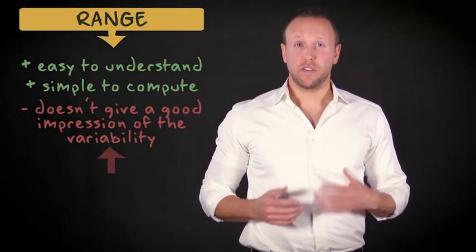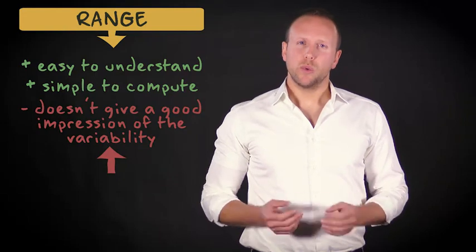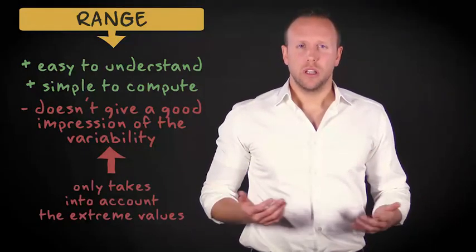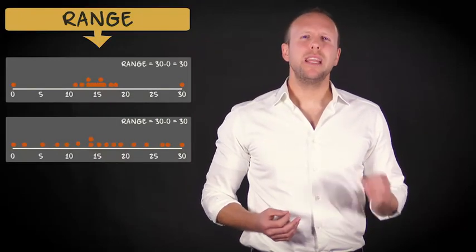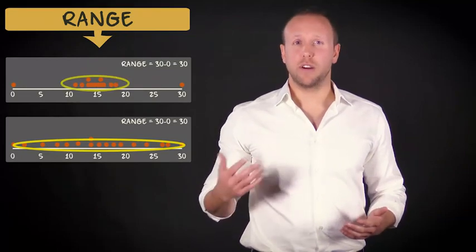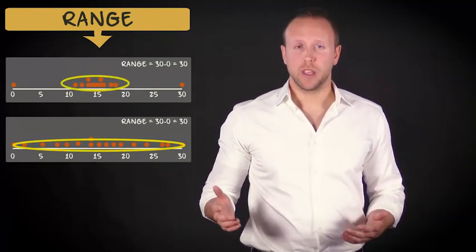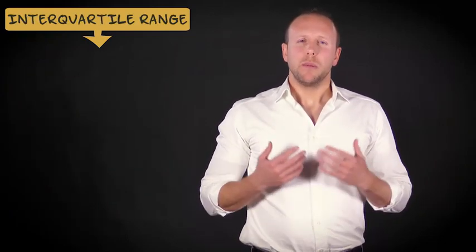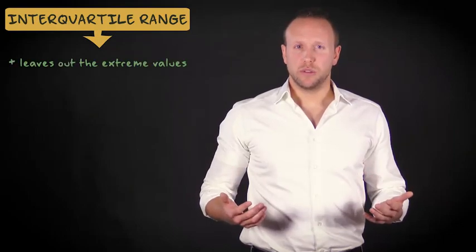However, in many cases it doesn't give a good impression of the variability of the data. The reason is that it only takes into account the extreme values. Look at these two distributions. They have the same range, but you can see immediately that the variability in the second distribution is very different from the variability in the first graph. Another measure of variability, the interquartile-range, is a better measure of dispersion, because it leaves out the extreme values.